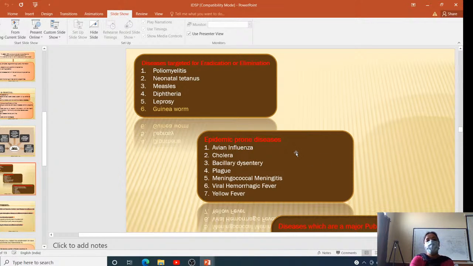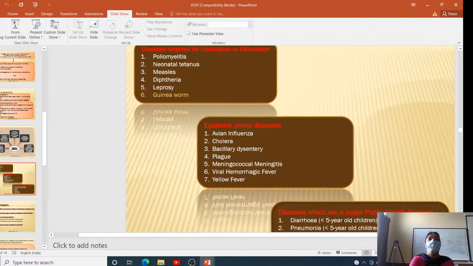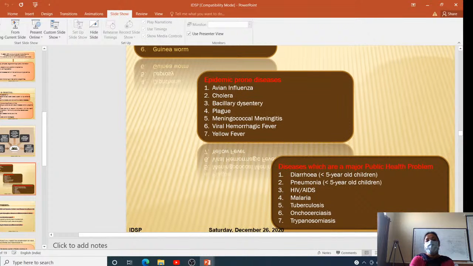Then you see epidemic prone diseases. In this, we have avian influenza, cholera, bacillary dysentery, plague, meningococcal meningitis, viral hemorrhagic fevers, yellow fever. So these are the diseases identified in 2003, and now the list has expanded with the emergence of new diseases. So these are some of the epidemic prone diseases which are regularly surveilled and information is supplied to the higher authorities.